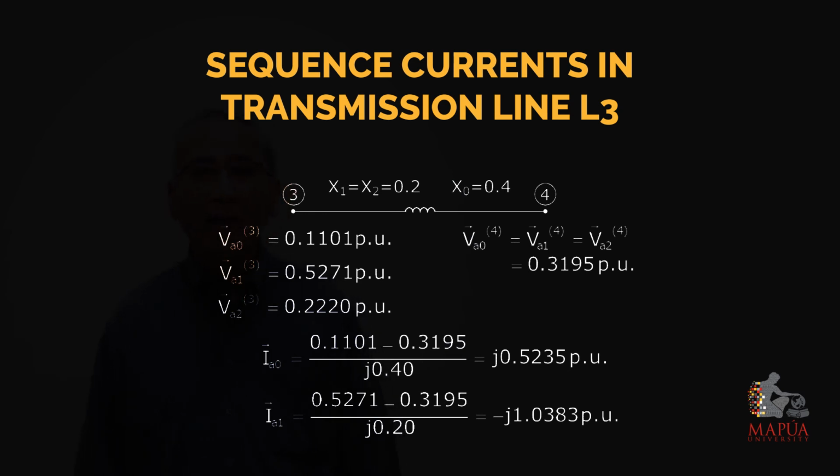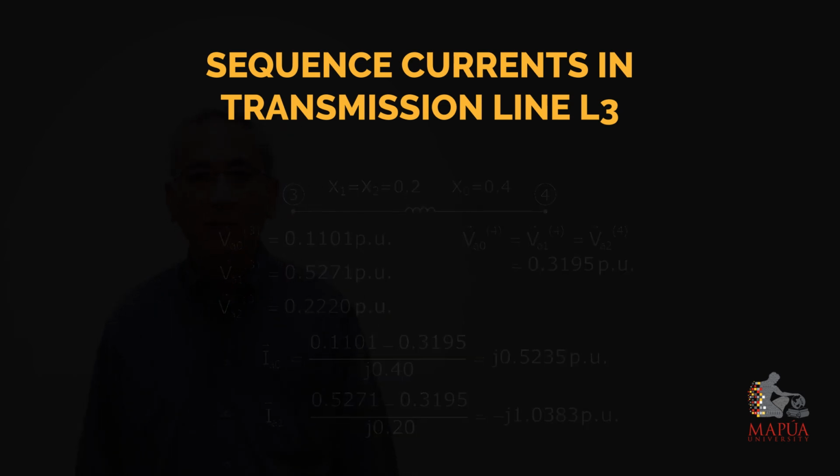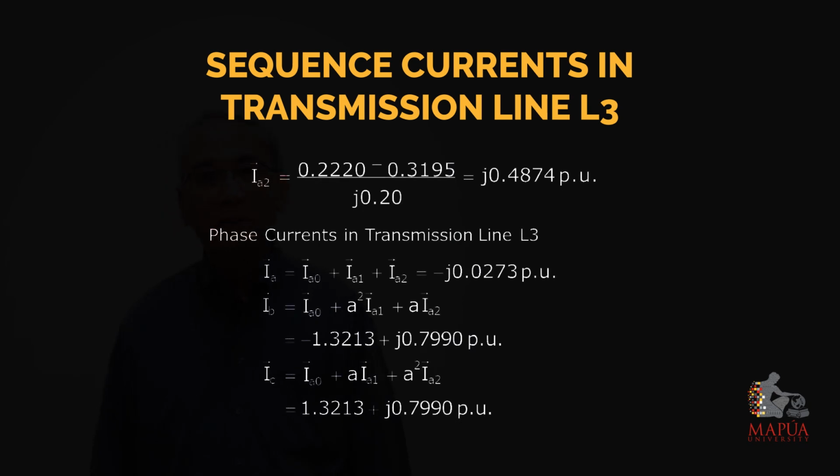and that gives us j0.5235 per unit. IA1 is equal to 0.5271 minus 0.3195 all over j0.20, and that gives us negative j1.0383 per unit. And IA2, that is 0.2220 minus 0.3195 all over j0.20, and that gives us j0.4874 per unit. So thus, we can now convert to phase currents in the transmission line.